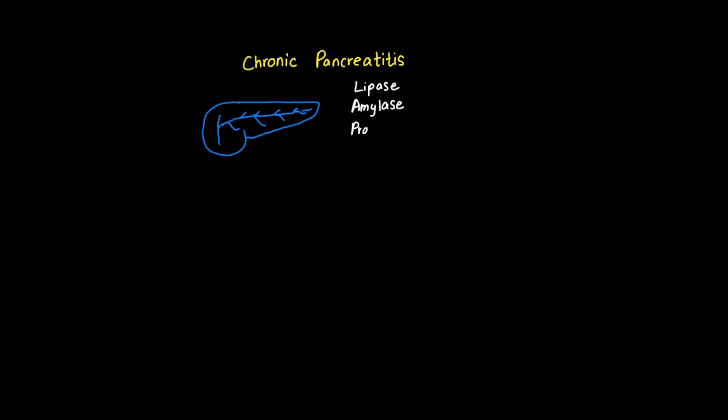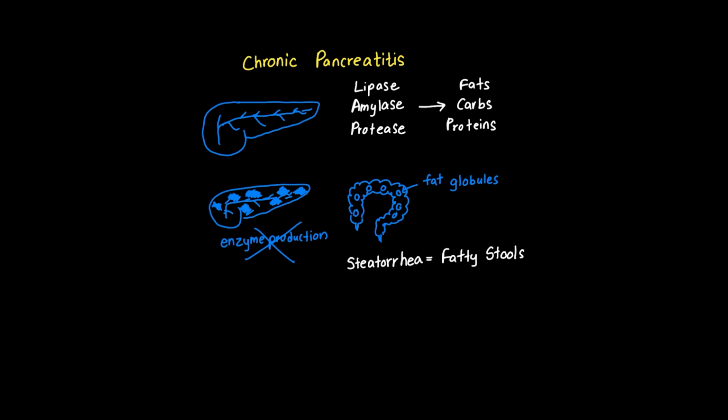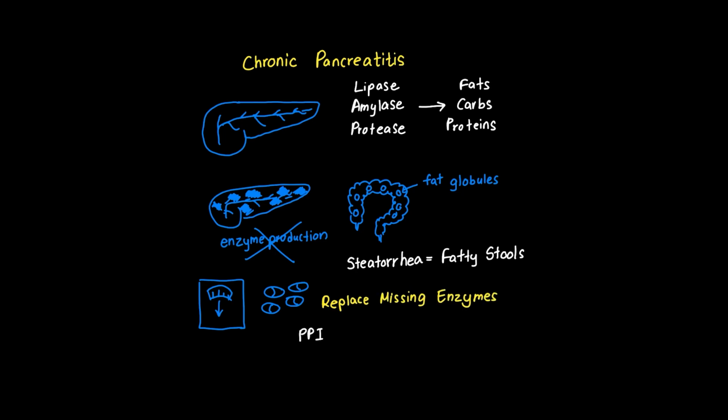The pancreas normally produces lipase, amylase, and protease to digest fats, carbohydrates, and proteins. In chronic pancreatitis, repeated inflammation causes permanent scarring and fibrosis. The damaged pancreas can't produce enough digestive enzymes. Without lipase, fats pass through undigested, creating steatorrhea, those greasy, foul-smelling stools. This malabsorption leads to weight loss and nutritional deficiencies. Pancreatic enzyme supplements taken with meals replace what the pancreas can't make. Proton pump inhibitors reduce acid but don't provide enzymes.